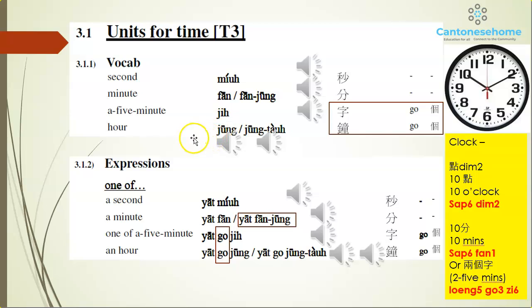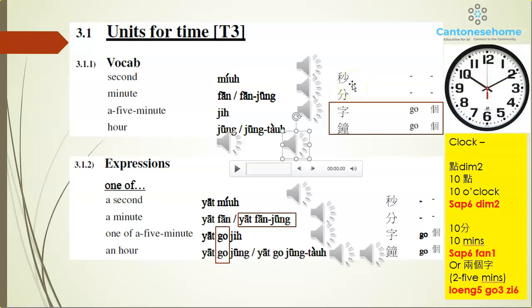And hour, 鐘頭. They both mean hour. 鐘頭, you can remember it as 頭 is your head in Cantonese. 鐘頭.